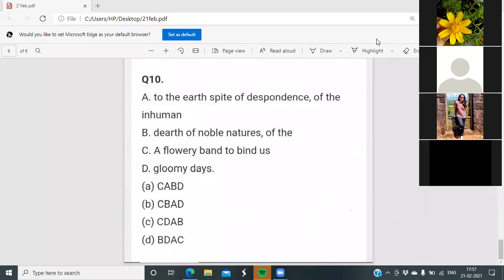So a flowery band to bind us to the earth, spite of the despondence of inhuman, dearth of noble natures, of the gloomy days. Perfect. So this is what makes sense. I'm so happy. Just let me close and go to the chat to see. Yes, it is correct. Perfect.